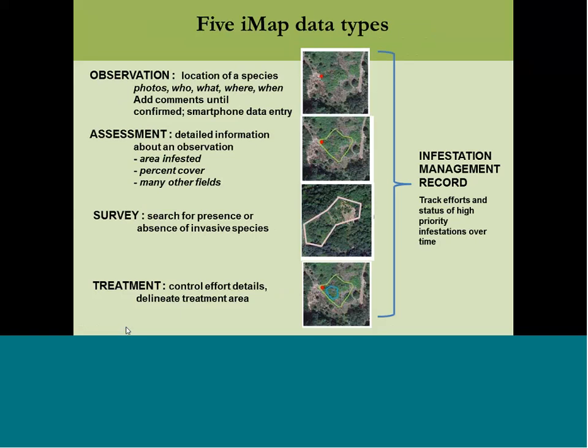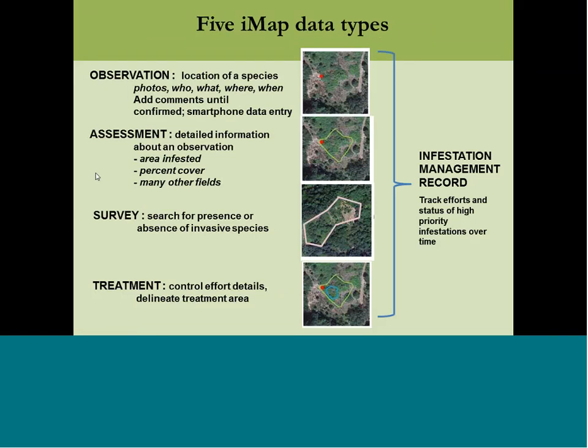Then you get into polygon data formats. So the assessment format is a detailed information about an observation. So you see in the second picture there, there's a green polygon shape drawn, which encompasses the red point. And that polygon holds a lot of information: area infested, percent cover of the plant within the polygon, many other data fields.